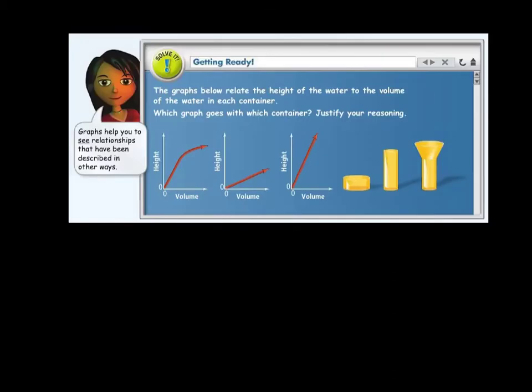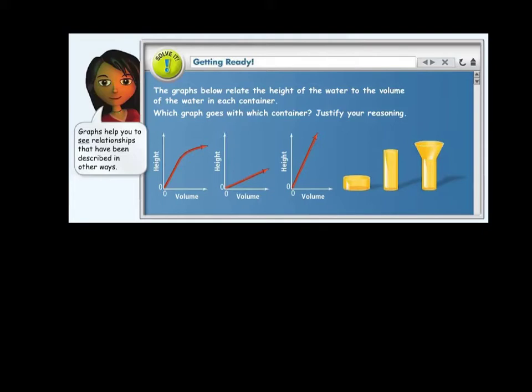Okay. So they give you three graphs, and these three graphs below are relating the height of water to the volume of the water in each of these three containers that you see over here on the right-hand side. You have a little cylinder, a tall, skinny cylinder, and then this one is a cylinder with kind of a cone-shaped top. And they want to know which graph goes with which container. Take a moment to sketch the graphs and sketch the little containers and think about what's going on. Pause it if you need to.